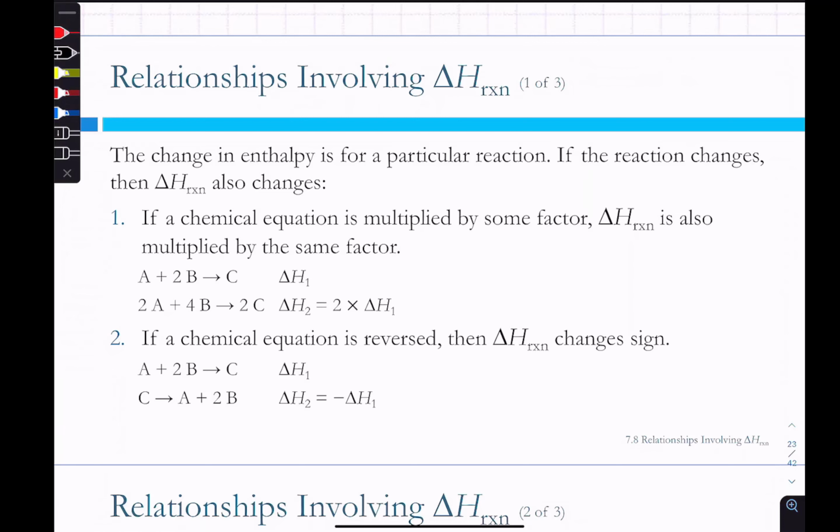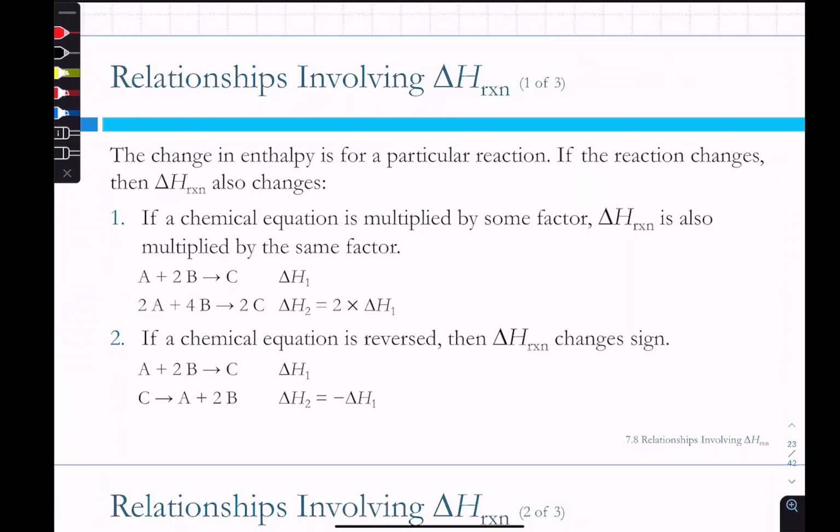Change in enthalpy is for a particular reaction. So if the reaction changes, then delta H of the reaction also changes, and it changes predictably. If we multiply our equation by some factor, that will also multiply delta H by the same factor. So here we multiply this whole reaction by 2, so it goes from 1, 2, and 1 to 2, 4, and 2. And that makes sense, right? Because we're changing the coefficients, of course we're going to change the coefficient on delta H. Twice as much reacts, twice as much heat produced.